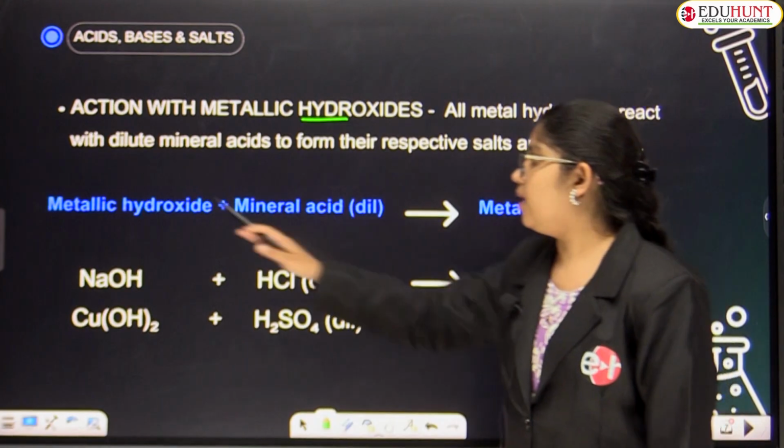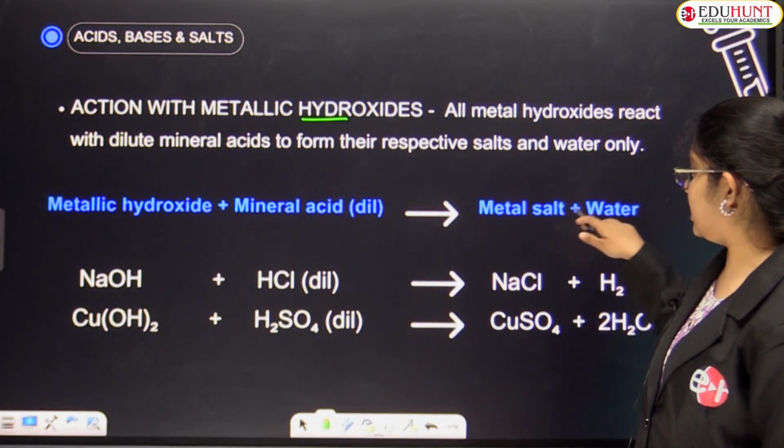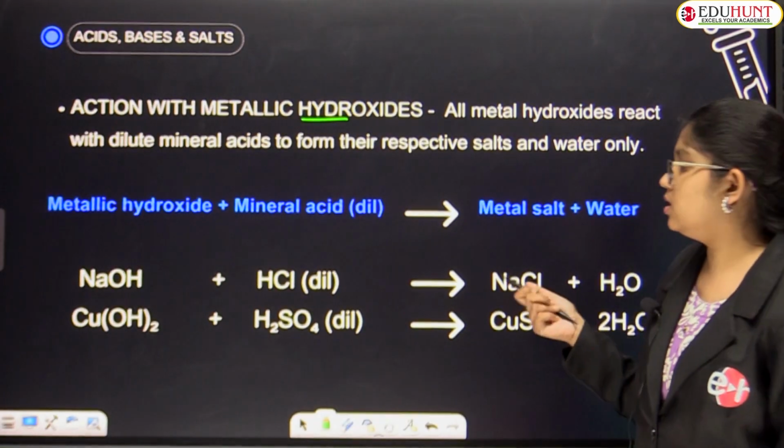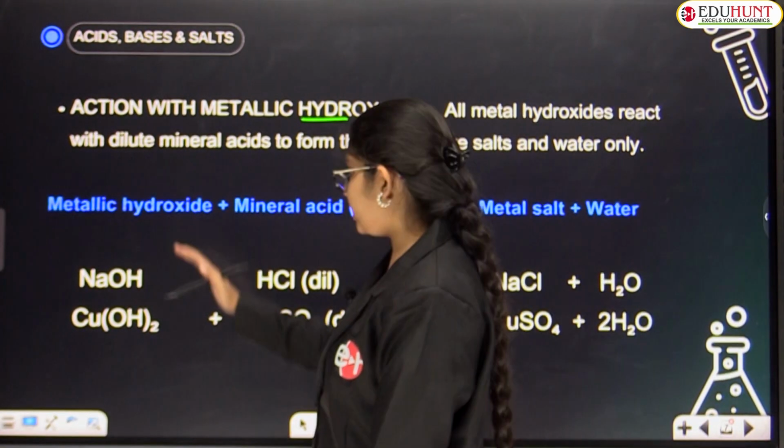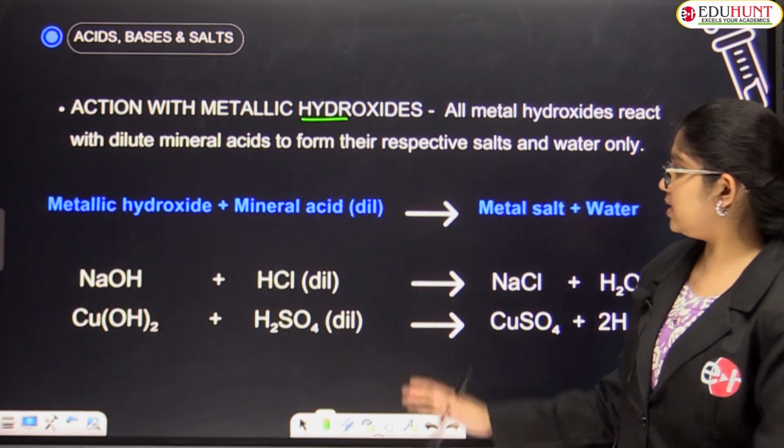Similar, children. Metal hydroxide plus mineral acid gives rise to metal salt plus water. That's it. Clear now? Examples. In the place of oxide, they gave hydroxide. That's it. No more confusion. Okay. Remaining all the same, right?